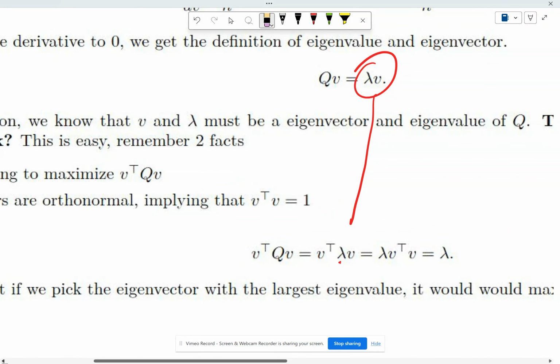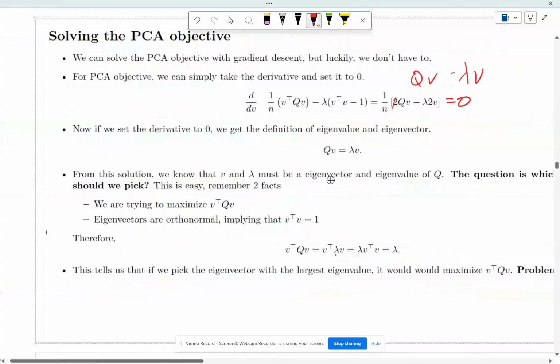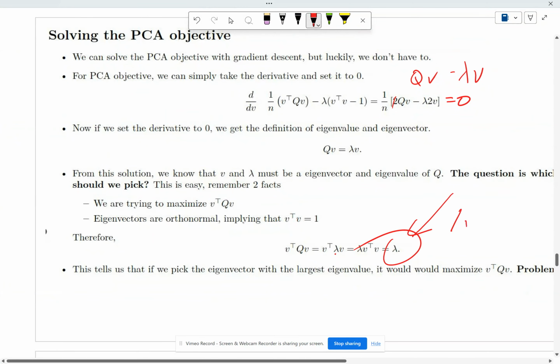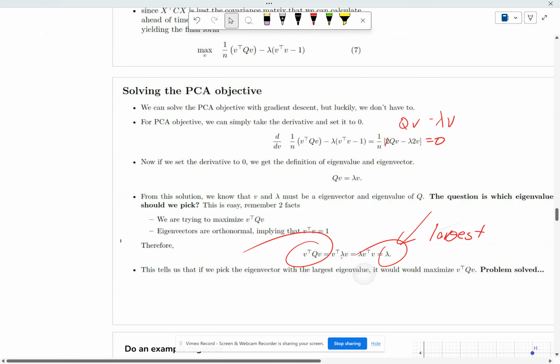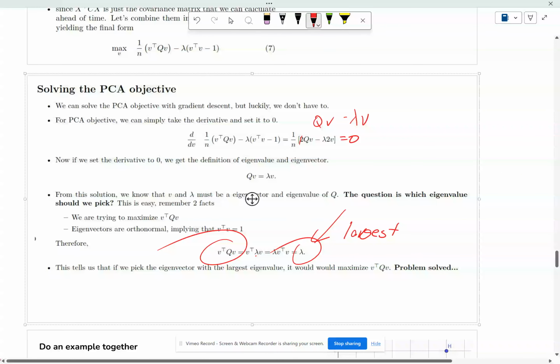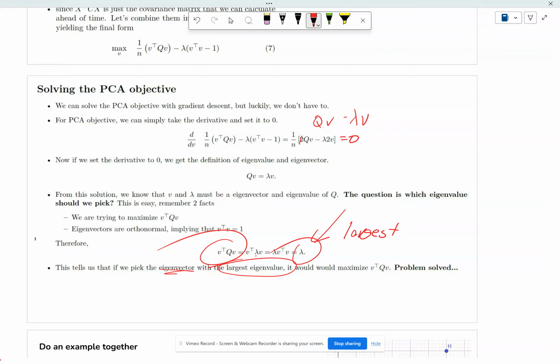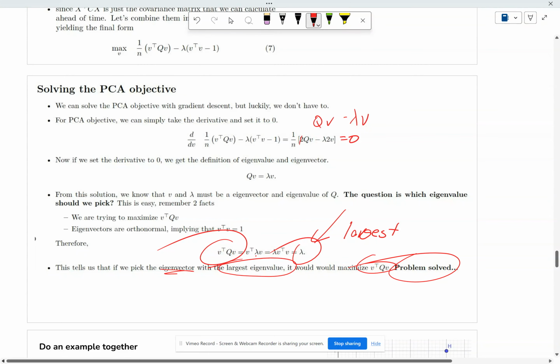Therefore, if we pick the eigenvector with the largest eigenvalue, that eigenvector must maximize this objective. Okay? Again, we want to pick the eigenvector with the largest eigenvalue. Once we do that, we maximize the objective and problem solved.